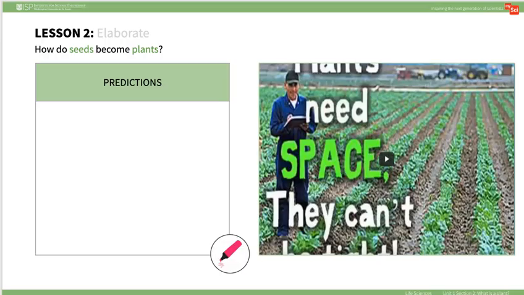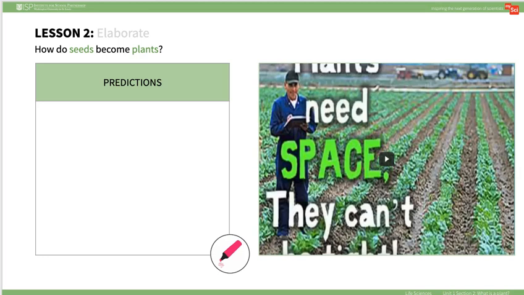In the Elaborate portion of the lesson, ask students to make a prediction about what they think it will take for radish seeds to start growing. Start a chart of their predictions. Remind them that just like humans take time to grow, seeds do too. The seeds planted in the Explore will take about 2 weeks to sprout.